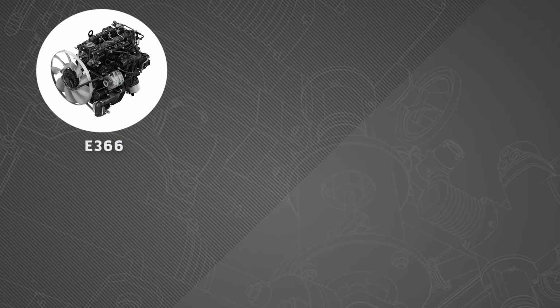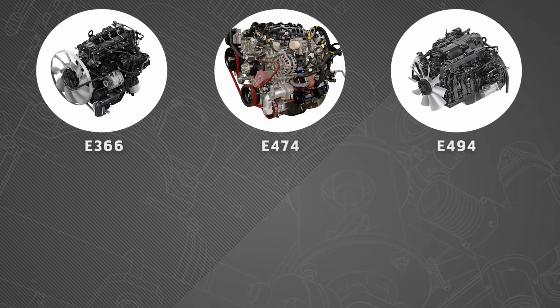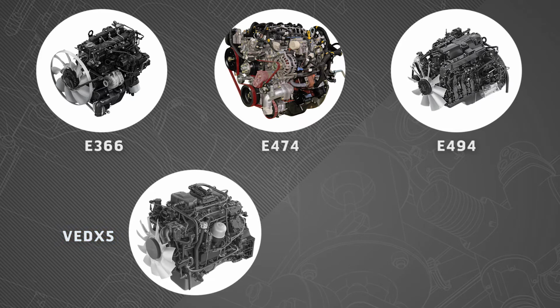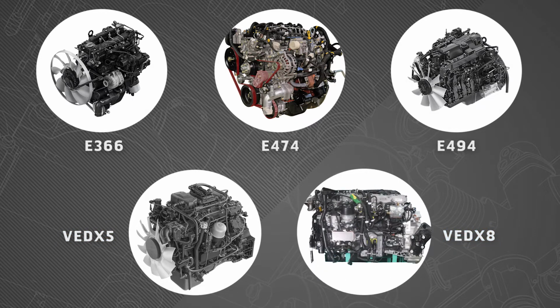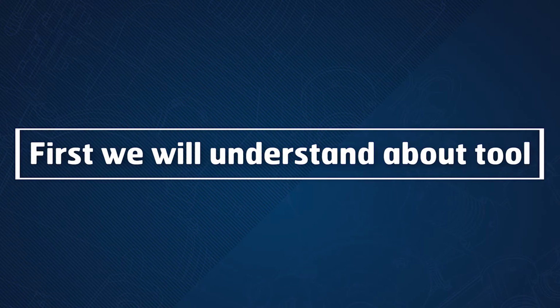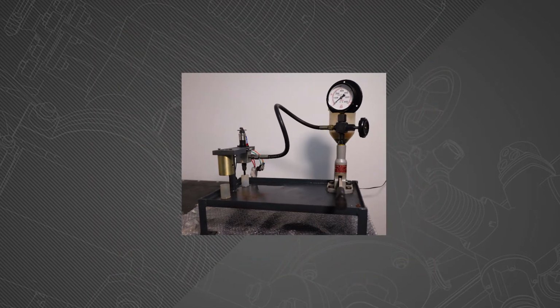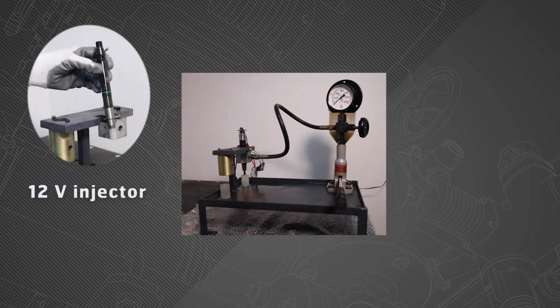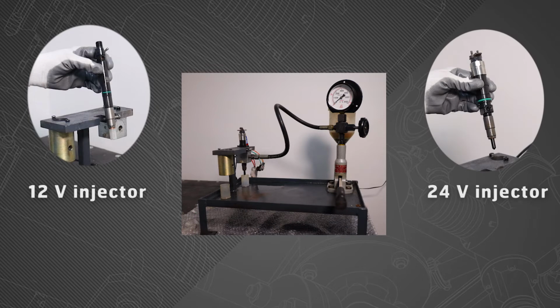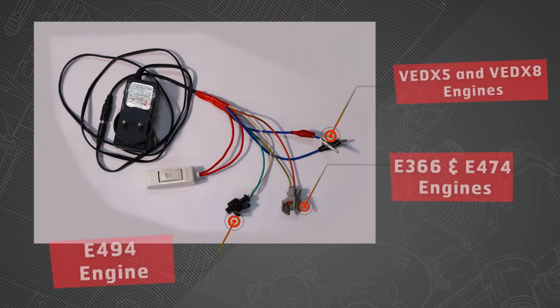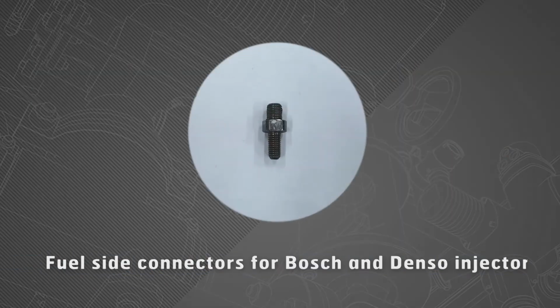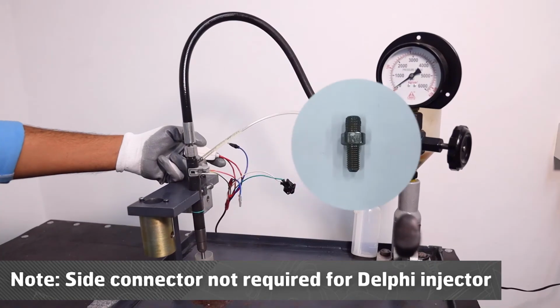Now we will understand how to check injector back leak and spray pattern using fuel injector testing tool for E366, E474, E494, VED-X5 and VED-X8 engines. First, we will understand about the tool. Fuel injector testing tool assembly consists of testing equipment for testing of 12-volt and 24-volt injectors using different electrical connectors with switch and fuel side connectors for Bosch and Denso injectors. Note: side connector not required for Delphi injector.